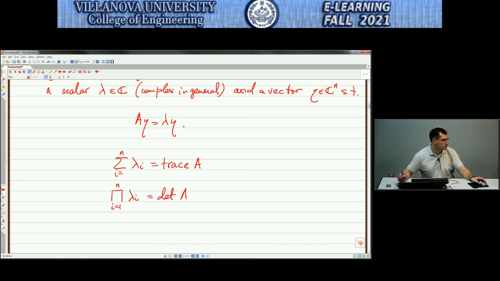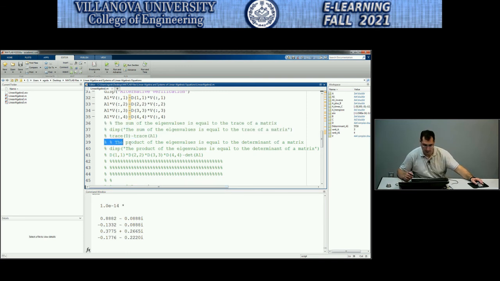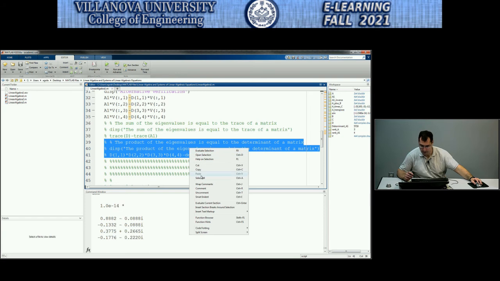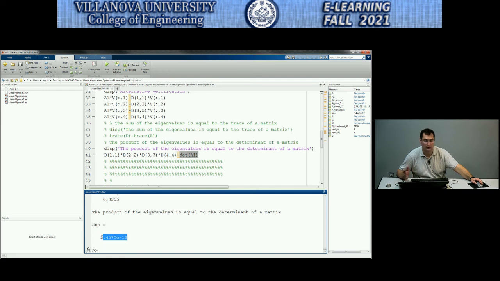And since we have everything set up, might as well check if this is true. The product of the eigenvalues is equal to the determinant of a matrix. So I'm just taking the diagonal elements of the matrix D and multiplying them all together and comparing it with the determinant. The difference should be equal to 0. Indeed, it is equal to 0. Something 10 to the power of minus 12 is considered to be 0.